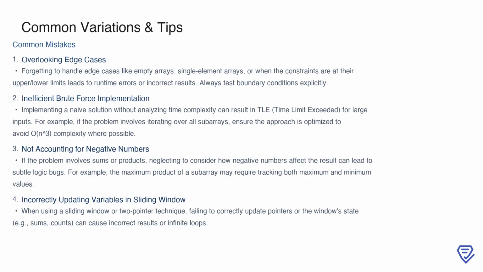Additionally, problems involving sums or products often trip people up if they overlook the impact of negative numbers. For example, when working with maximum product subarrays, it's essential to track both maximum and minimum values to handle negatives correctly. Finally, when using techniques like sliding windows, errors in updating pointers or maintaining the state of the window, such as sums or counts, can cause incorrect results or even infinite loops. Careful debugging and validation are key to avoiding these pitfalls.